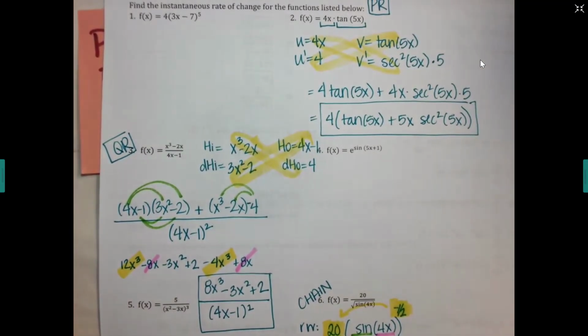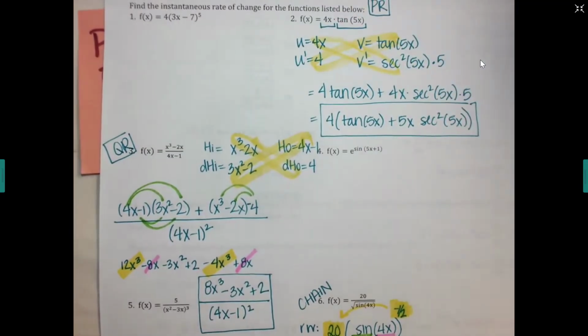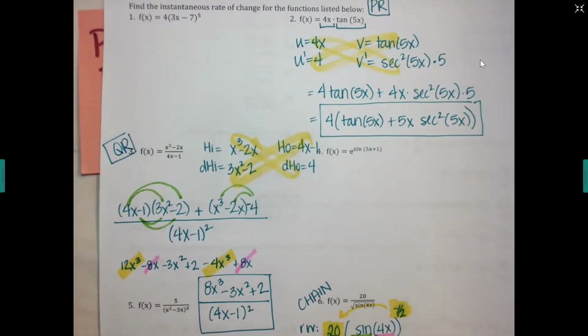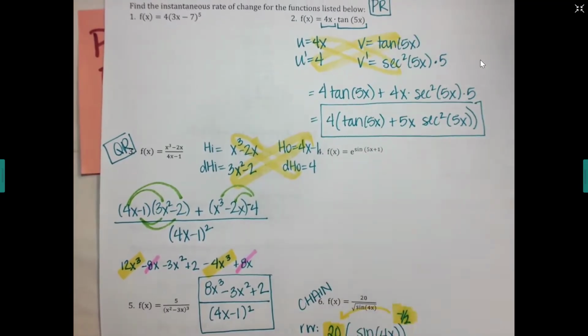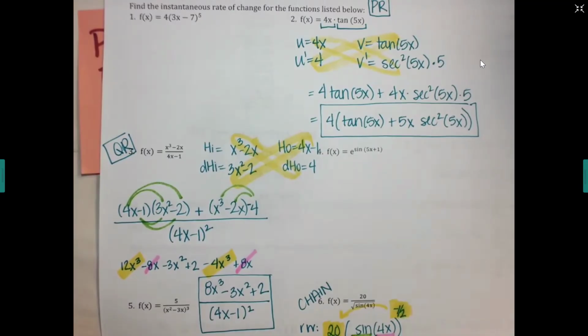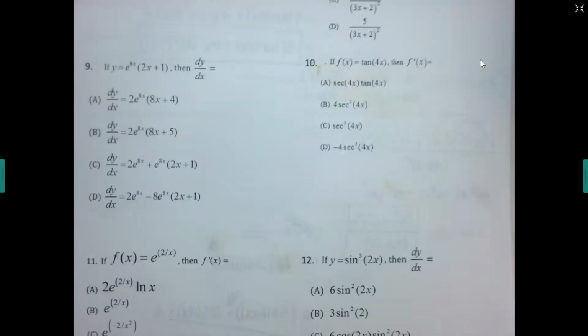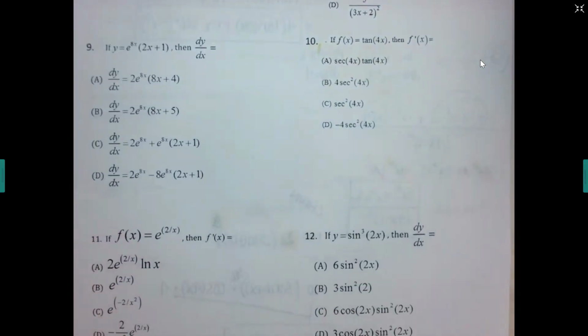So the next page, they're pretty much still just derivatives, but they're presented as multiple choice. So you can kind of practice what the test will look like. We'll do maybe one off this page. Maybe number 9 or number 12. Do you care? 9 has an E in it. Do we want to do 9?